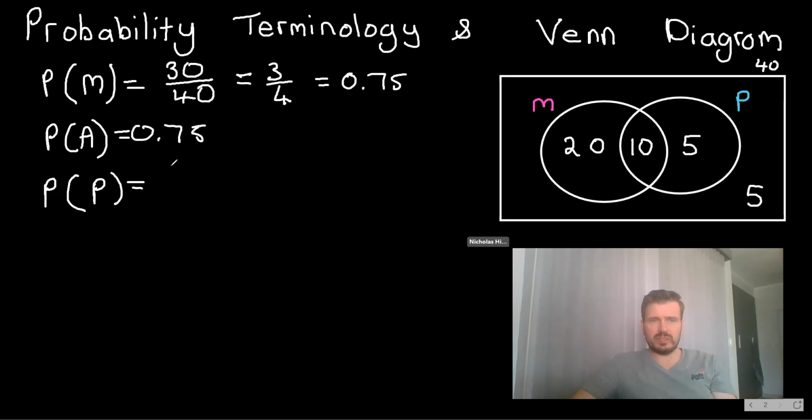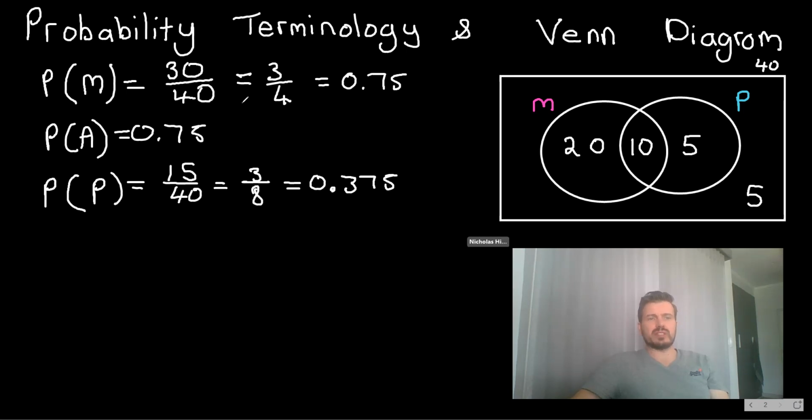So physics would be 15 out of 40. Okay, which simplifies, divide those by 5, we can get 3 over 8. So that would be 0.375. We could round it to 2 decimals, but I'm going to leave it at that. So that's P of P. So when you see P of something, that just means probability of something happening.